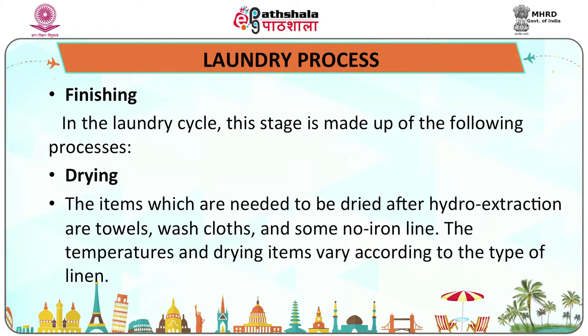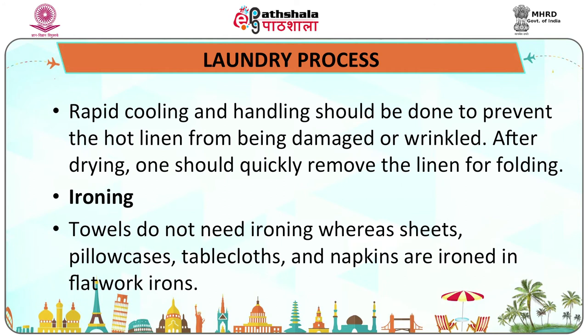Finishing. In the laundry cycle, this stage is made up of the following processes. First is drying. The items which are needed to be dried after hydro extraction are towels, washcloths and some no-iron linen. The temperatures and drying times vary according to the type of linen. Rapid cooling and handling should be done to prevent the hot linen from being damaged or wrinkled. After drying, one should quickly remove the linen for folding.